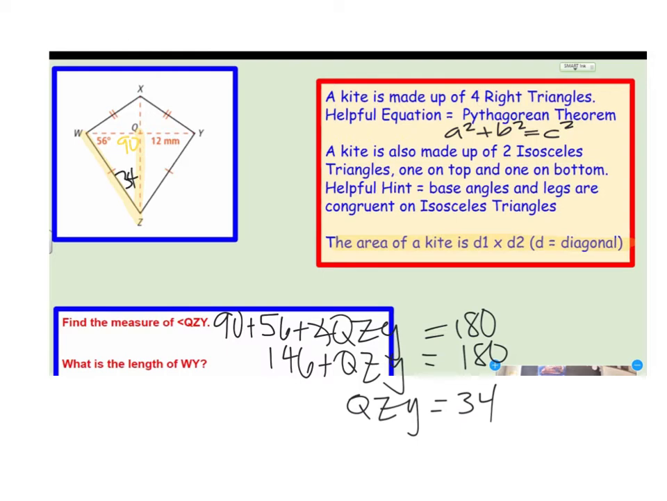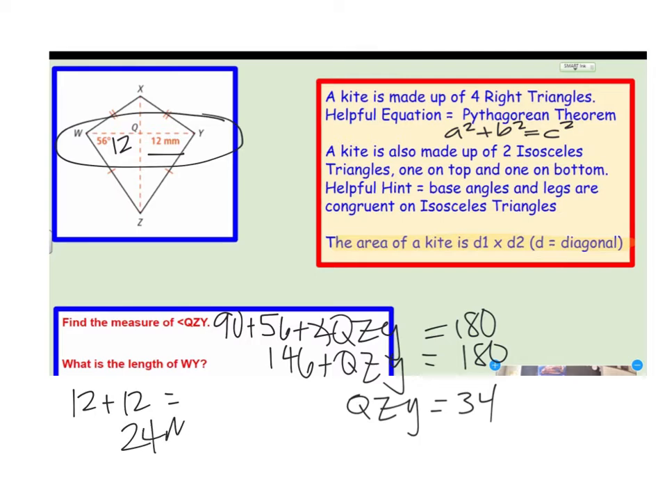Now it also asks for the length of WY. So here's the deal. Because I know that this is a perpendicular bisector, I know XZ is a perpendicular bisector of WY. That means that QY and QW are congruent. So if this is 12 millimeters, then this is 12 millimeters as well. So when I'm asked for WY, I would just add those together, 12 plus 12, and the length would be 24 millimeters.